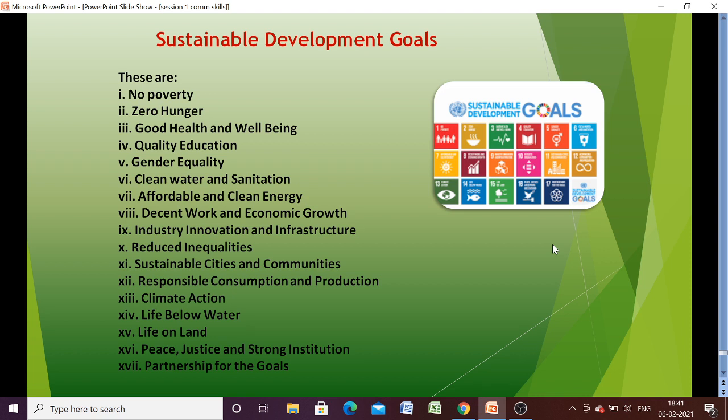Now another topic is sustainable development goals. What are the goals which come under sustainable development? So the goals may be no poverty, zero hunger, good health. There are so many projects which are undergoing under the sustainable development goals. So these may be your goals which can come under sustainable development goals.